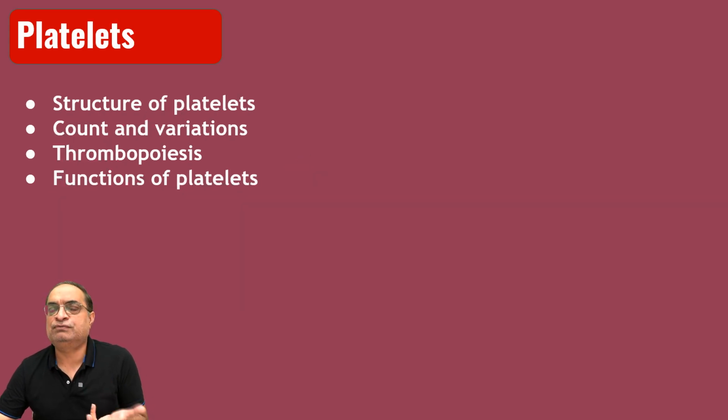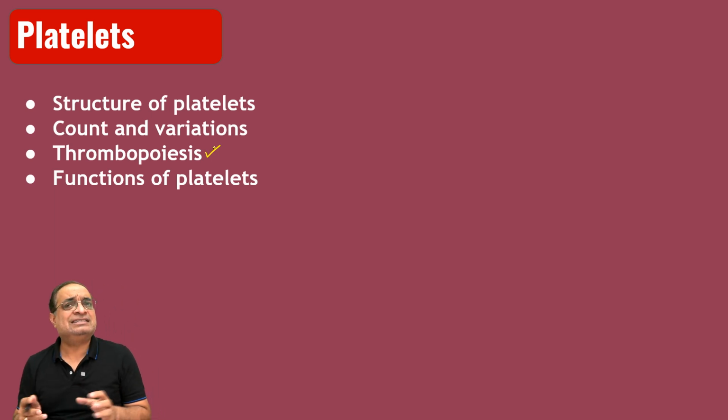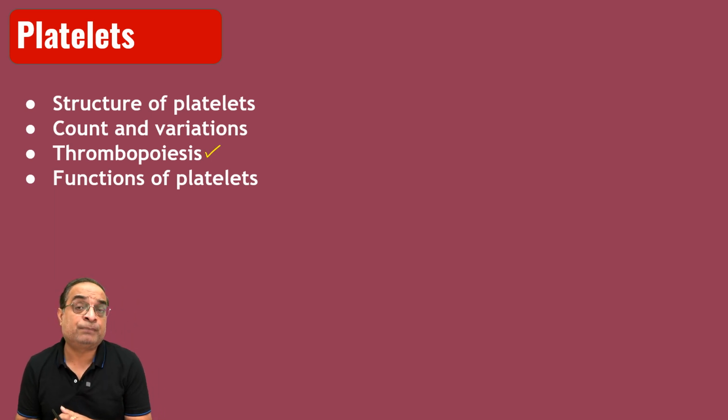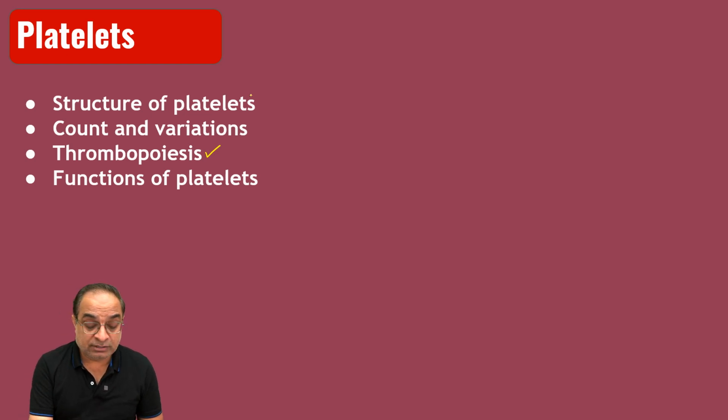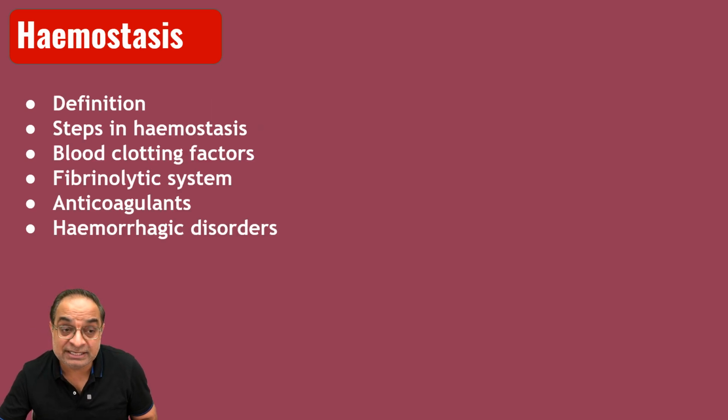Then the third type of the formed elements are the platelets, which are also called the thrombocytes. So we'll be discussing thrombopoiesis. Platelets are not cells, they are cell fragments which develop from megakaryocytes of the bone marrow. We'll be talking about the structure of platelets, then thrombocytopenia, count and variations, functions of platelets. Platelets are involved in blood clotting, right?